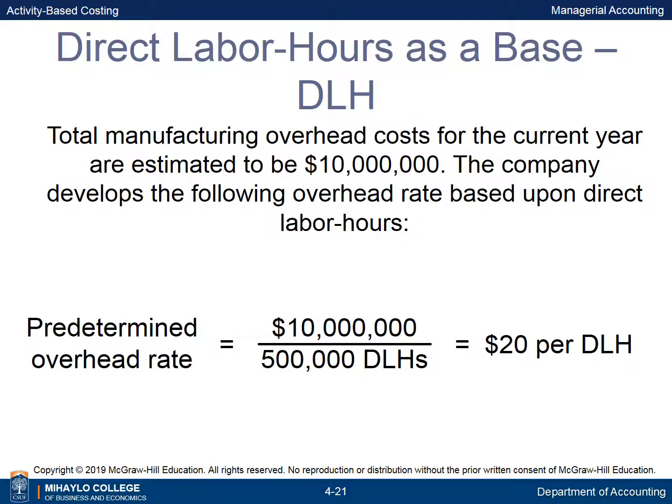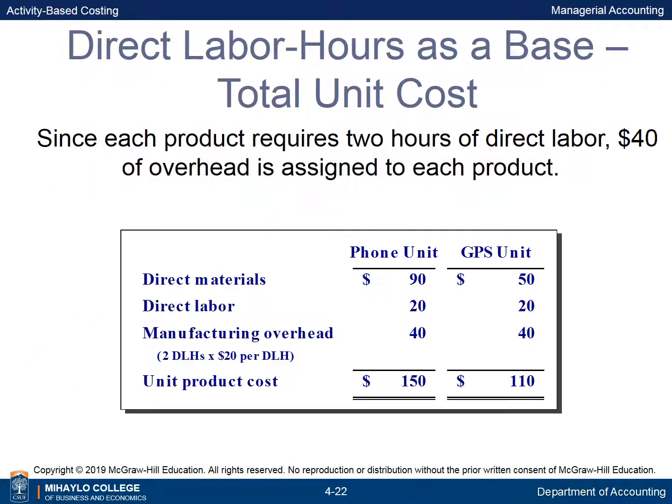Using a traditional predetermined overhead rate based on direct labor hours, we divide $10 million of estimated overhead by 500,000 direct labor hours to yield an overhead rate of $20 per direct labor hour. Since each product requires 2 hours of direct labor, $40 of overhead is assigned to each product. Using the information provided thus far, the unit product cost of each product, $150 for phone units and $110 for GPS units, would be computed as shown.